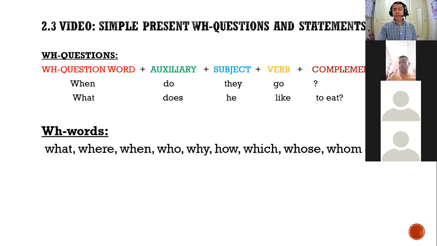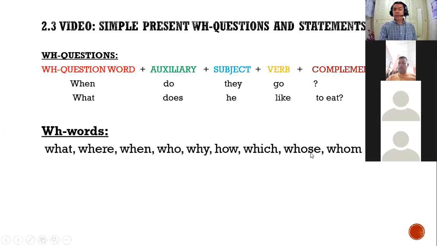Why is for reason. Para preguntar por qué algo, right? Why? The reason. Why do you like to eat sandwiches? ¿Por qué te gusta comer sandwiches, right? How do you like it? ¿Cómo te gusta? Which one do you prefer? ¿Cuál preferís? Which is for option, right? How is for manner, manera, and which is for option. Opción, cuando le están dejando a ustedes escoger algo, ¿verdad?